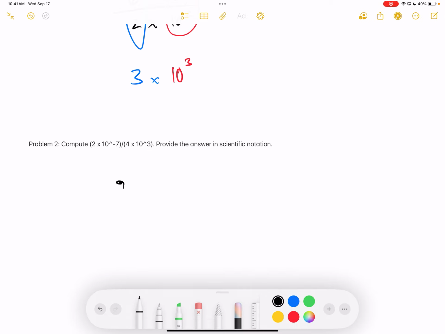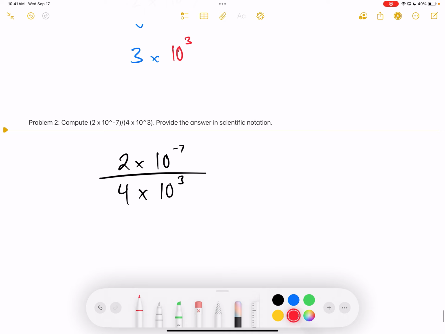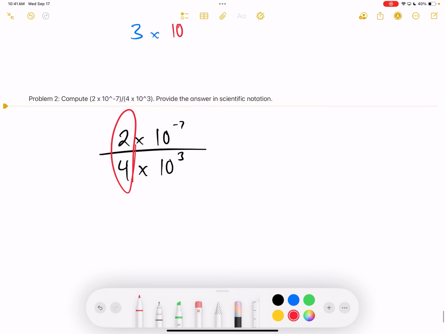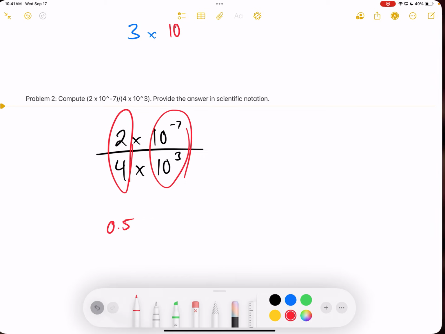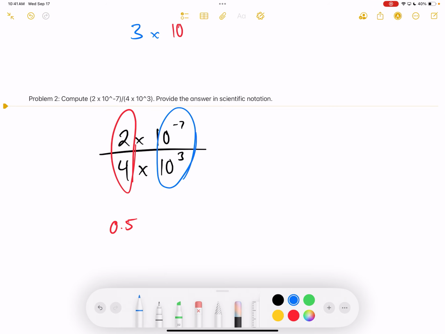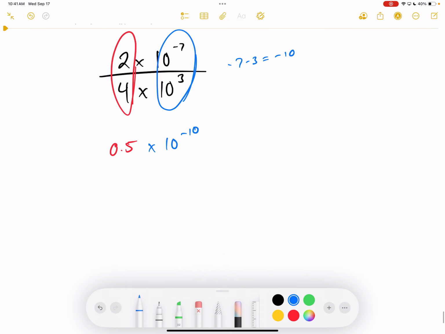All right, 2 times 10 to the negative 7th. And the problem will probably be written like this. Okay. So 2 divided by 4 is 1/2. You would do that in a calculator, right? 0.5. And then these I'm going to subtract, right? Negative 7 minus 3 would be negative 10.